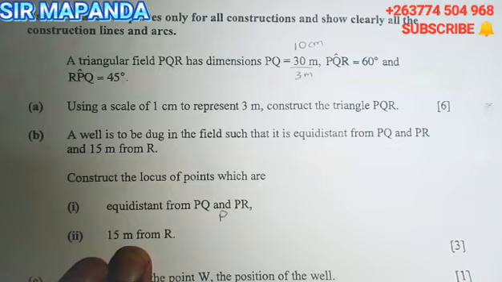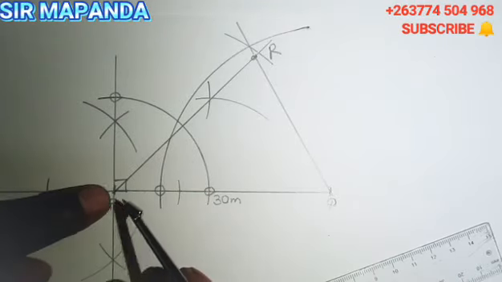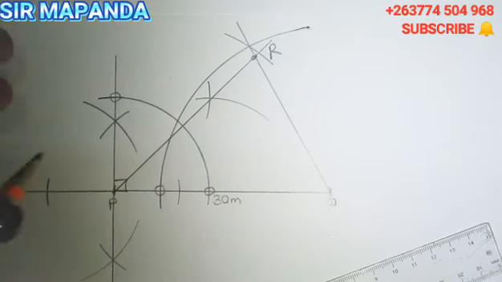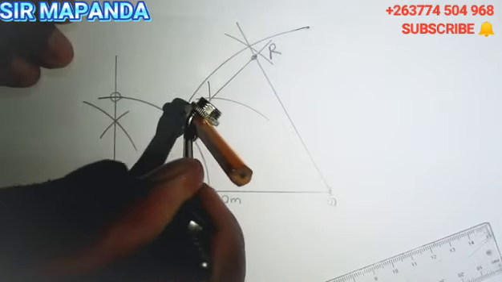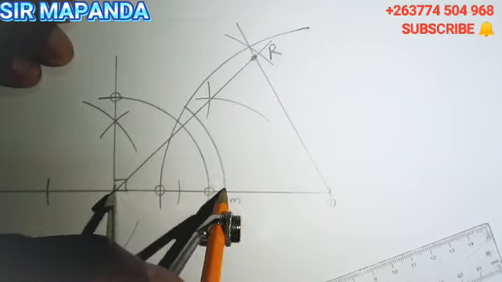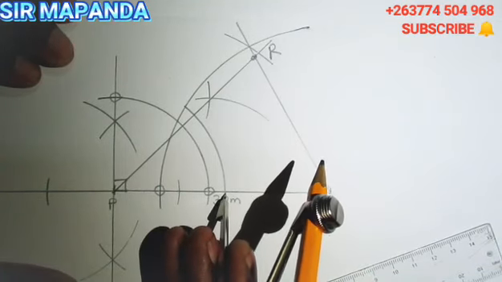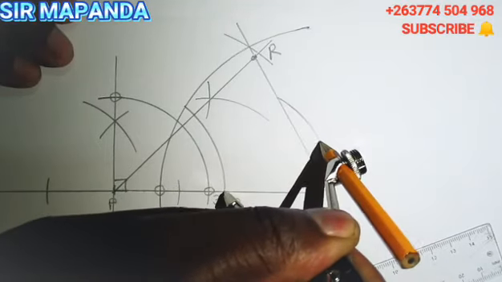I hope you are following, class. So where is P? This is P, right? So we want to bisect this angle P. To bisect an angle, you start by drawing an arc of any radius. So this is the arc of bisecting. I hope you are listening. Then you touch this point, then you draw the first arc here.